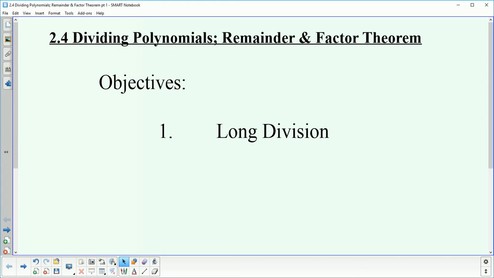Alright, pre-calc, so 2.4, and this is actually going to be 2.4 part 1, and we are just going to look at dividing polynomials in this section. So the section is going to be about remainder and factor theorem, but in part 1 we're only going to look at dividing polynomials and a specific type of division, which is long division.